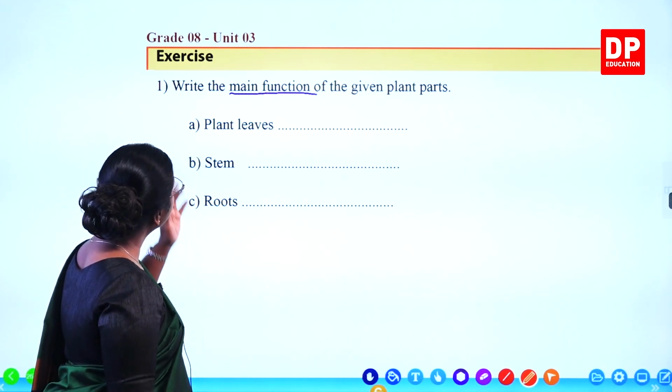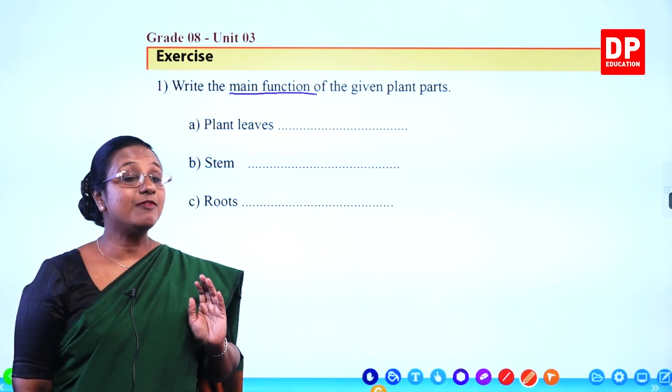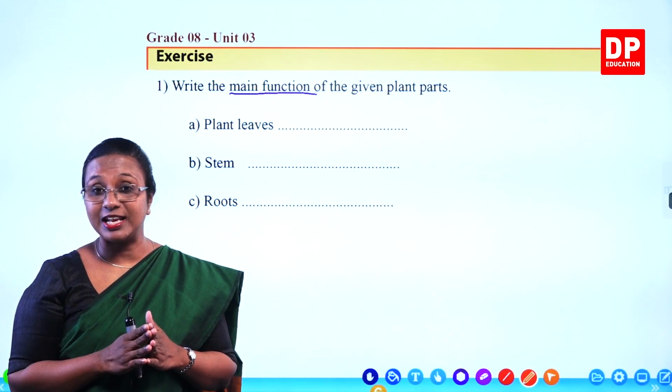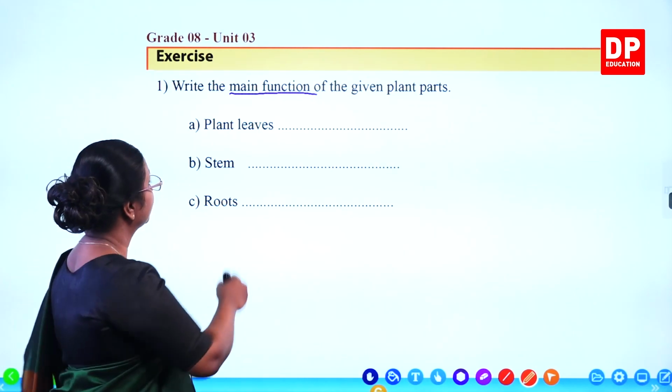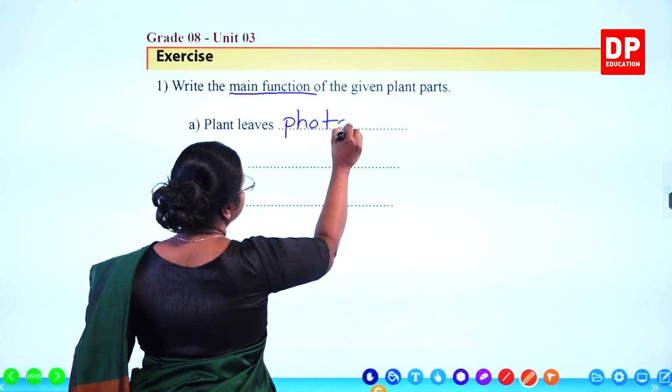So what are the parts? Plant leaves, stem and roots. So what is the main function of plant leaves? They are special structures adapted to carry out photosynthesis. So that is what we have to write here, photosynthesis.